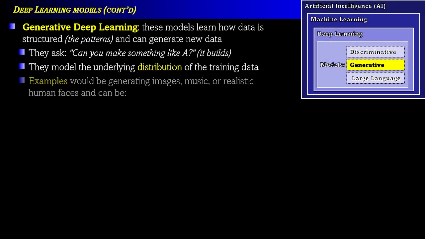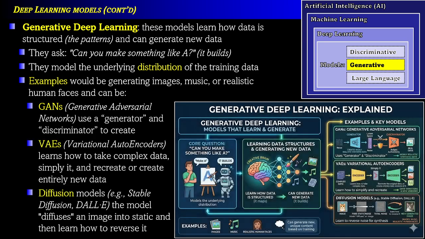With a generative deep learning model, these models learn how data is structured. So they're looking for patterns, and from the generative deep learning models, they can generate, hence the name, new data. They ask questions like, can you make something like this, like A? So it will build you something new. They model the underlying distribution of that training data. Examples would be where we get it to generate an image or generate music or human faces or text.